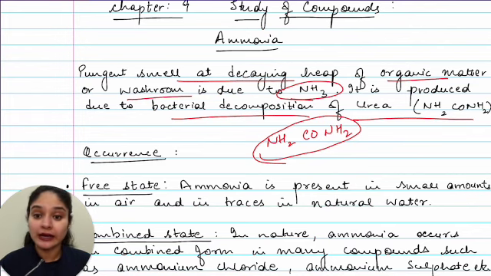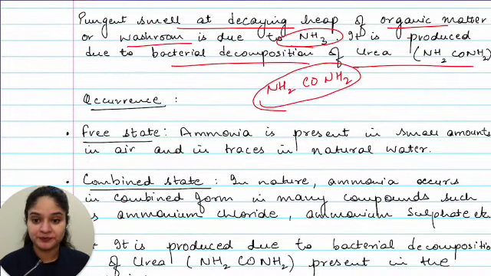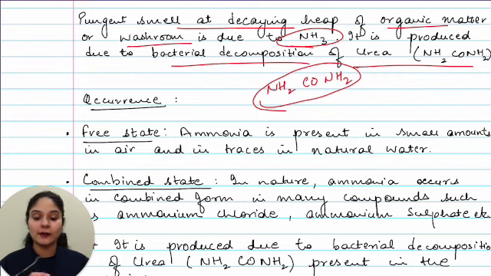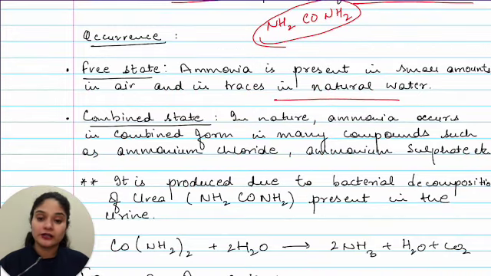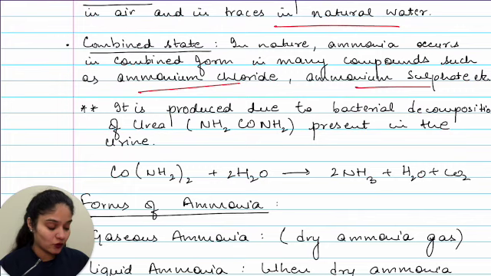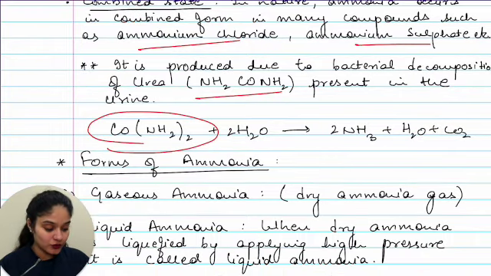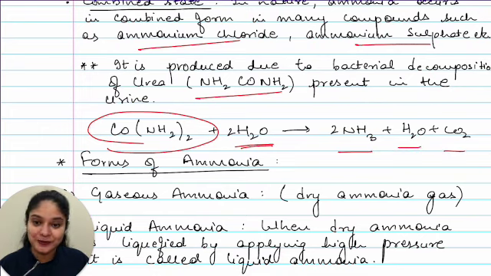Moving on to the occurrence of ammonia. In free state, ammonia is present in small amounts in air and in traces in natural water. In combined state, ammonia occurs in combined form in many compounds such as ammonium chloride, ammonium sulfate, etc. It is produced due to bacterial decomposition of urea present in urine. So you have urea here. In the presence of moisture or water, it decomposes to ammonia, water and carbon dioxide.